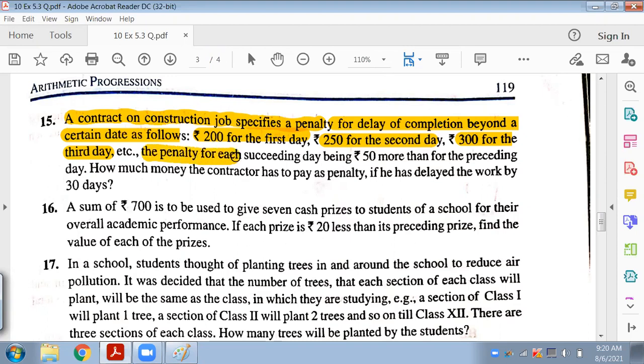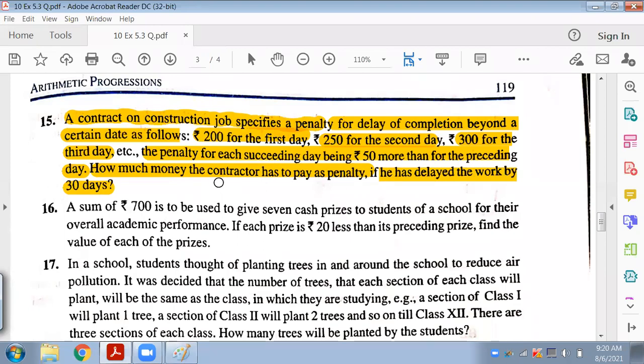The penalty of each succeeding day being 50 more than the preceding day. So that is what we have seen. The penalty is becoming 50 more from the preceding day on the succeeding day. How much money the contractor has to pay as penalty if he delays the work by 30 days? So you have to find, if the contractor delays the work by 30 days, how much penalty he is going to pay.